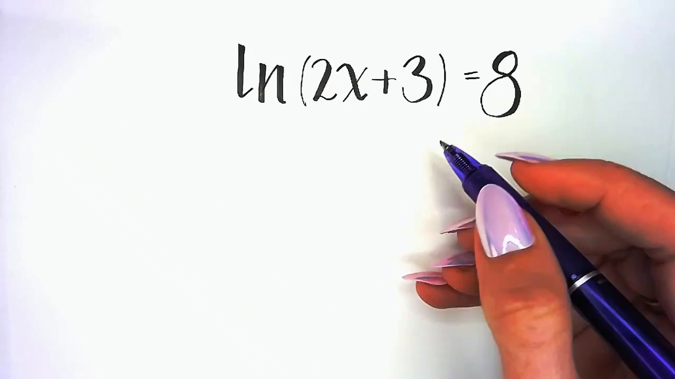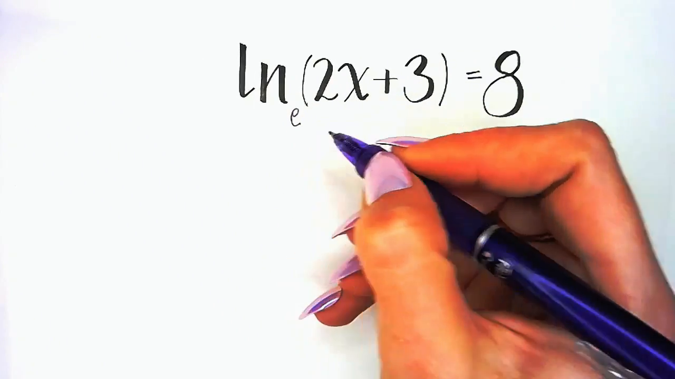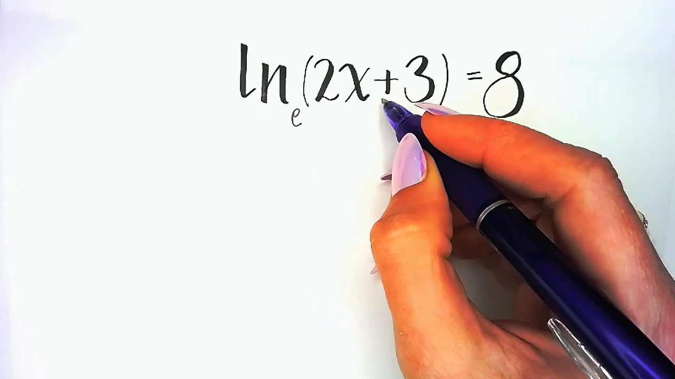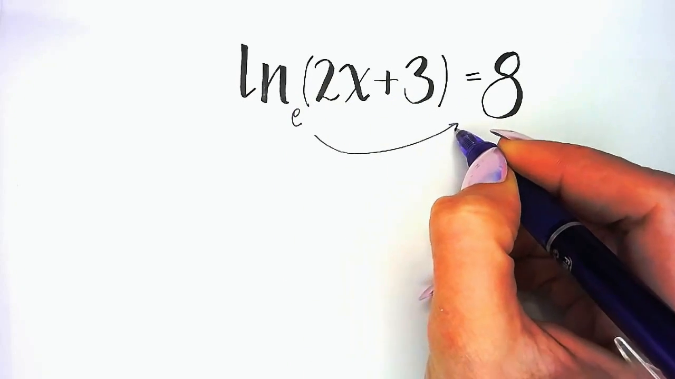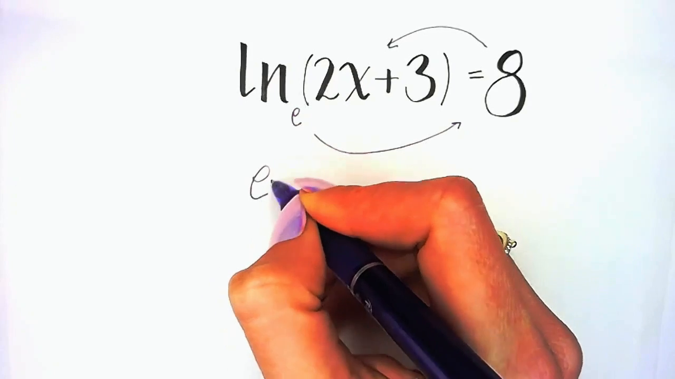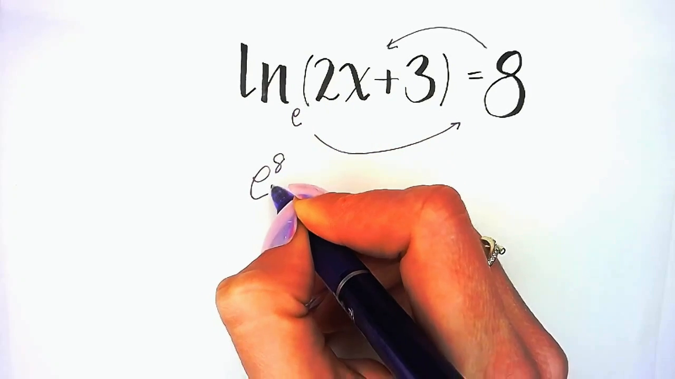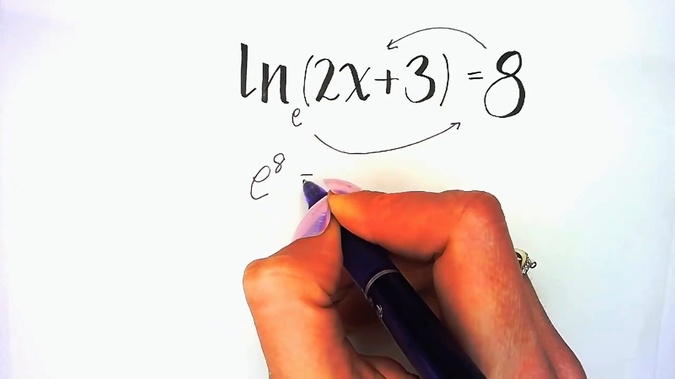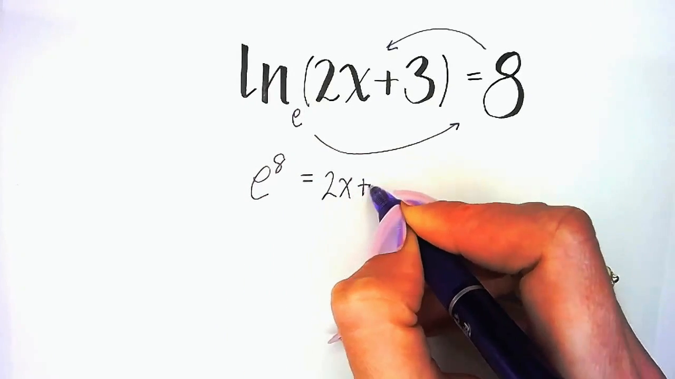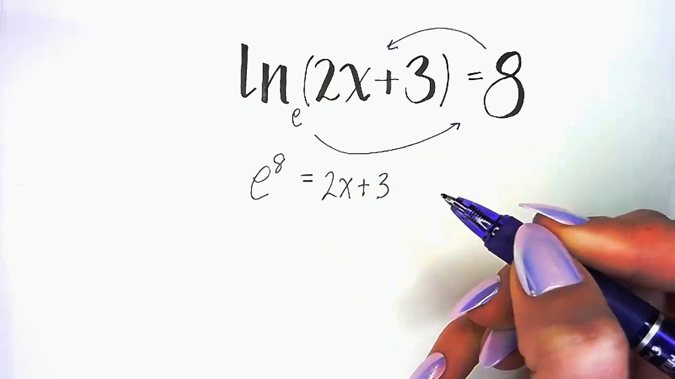Here we have the natural log again, base e. I'm already in the form, log base b of x is y. Go to our exponential form, e to the 8th. You don't need a calculator. This is more precise and accurate. It's exact. e to the 8th equals 2x plus 3.